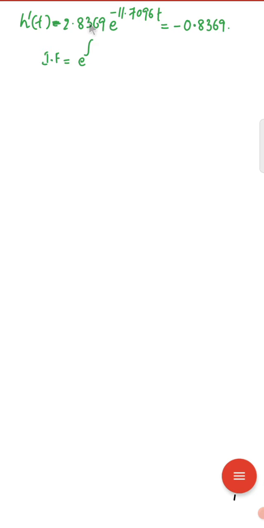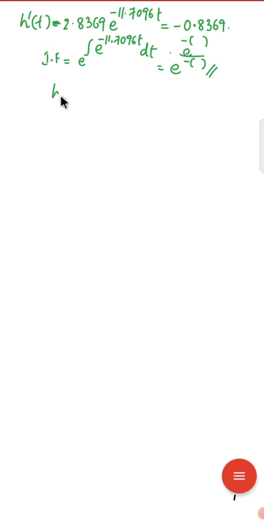Okay, if we approach in this way, see this, e to the power of minus 11.7096 t dt. Okay, we will get this integral, which is nothing but e to the power of minus 11.7096 t divided by minus that number, right? Afterwards, what you need to do is the integration for this.